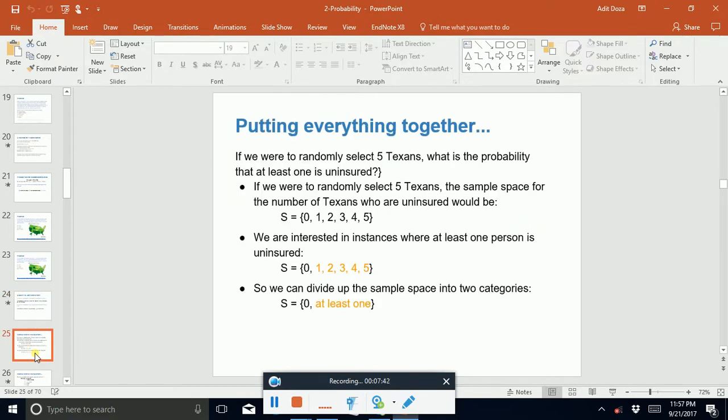Okay, so putting everything together, if we were to randomly select 5 Texans, what is the probability that at least one is uninsured? So if we were to randomly select 5 Texans, the sample space for the number of Texans who are uninsured would be, like, there are 5 options, right? So we are interested in at least one person being uninsured. So we can divide up the sample space into 2 categories. One is 0 and then at least one is uninsured, right?